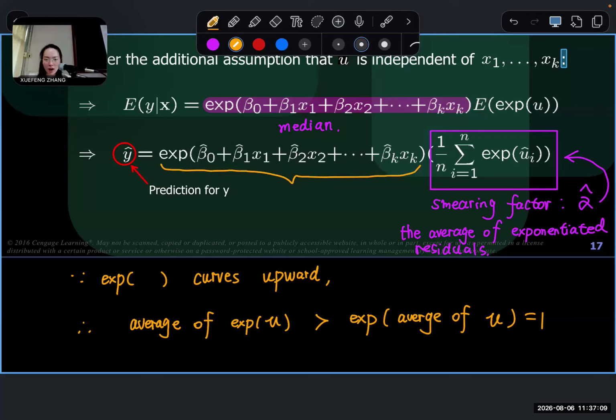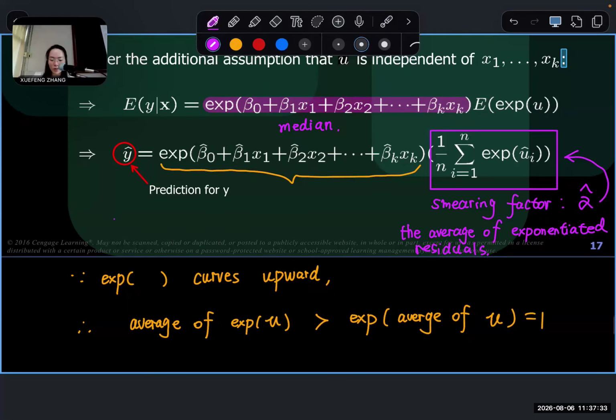This is the linear part. And then we multiply the smearing factor, so we can get the y hat. So this is exactly the prediction for y. Okay, this is the prediction for y. Clear about those 3 steps?